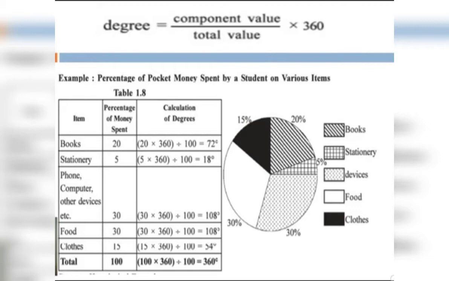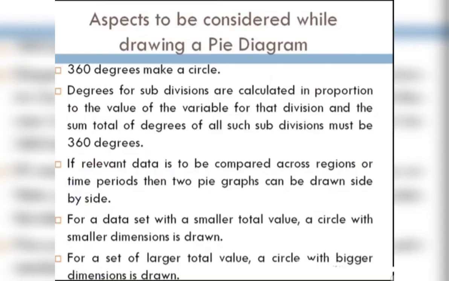Now another topic related to this. Here are the aspects to be considered while drawing a pie diagram. You need to remember these 5 points whenever you are drawing the pie one. First, 360 degrees makes a circle. According to this only you will calculate all the things. Second, degrees for the subdivisions are calculated in proportion to the value of the variables for that division, and the sum total of the degrees of all such subdivisions must be 360 degrees.